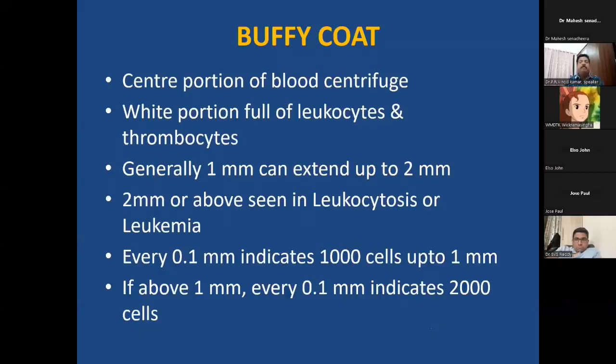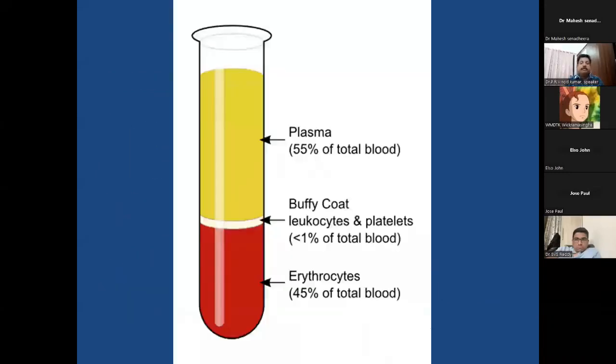Every 0.1 mm of the Buffy coat indicates 1,000 cells. These are approximate figures. Every 0.1 mm indicates 1,000 cells up to 1 millimeter. If it is above 1 millimeter, every 0.1 mm above 1 millimeter indicates 2,000 cells. So these are approximate measurements. The real measurement we have to ascertain by counting the number of leukocytes.